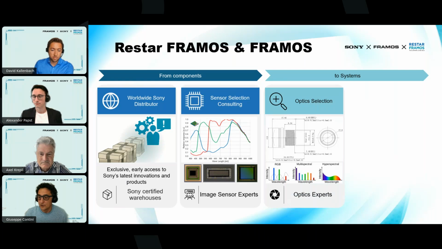Now, of course, there are not only components, but the system matters here. And the system is also optics first. And here in Framos, we have optics expertise. And so we have access to optics and all the consulting that we can provide to select the right optics for your application, for the sensor that you are using, and managing also the customization of the lens.